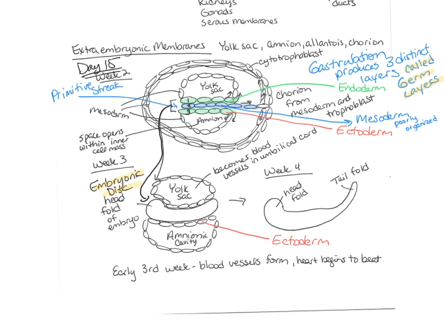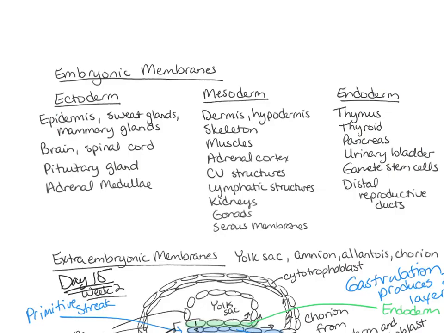Each of the germ layers will produce specific structures of the embryo. The ectoderm forms the epidermis, glands like the sweat glands and mammary glands, the brain, the spinal cord, the pituitary gland, and the adrenal medulla.